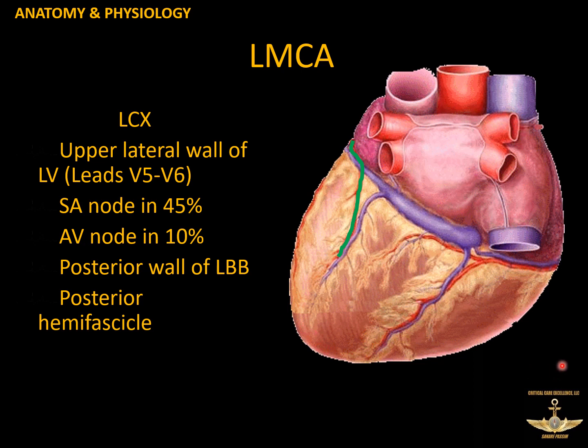And the area usually fed by the circumflex vessel is going to be obviously the upper lateral wall of the left ventricle, the area seen in the EKG by leads V5 and V6. The SA node in about 45% of patients, so slightly less than half. The AV node in about 10% of patients, and this is based on the heart dominance. And then the posterior side of the left bundle branch and the posterior hemifascicle, which are parts of the left bundle branch. And so that gets again into the importance of the co-circulation that perfuses the septum, because of how important that is.